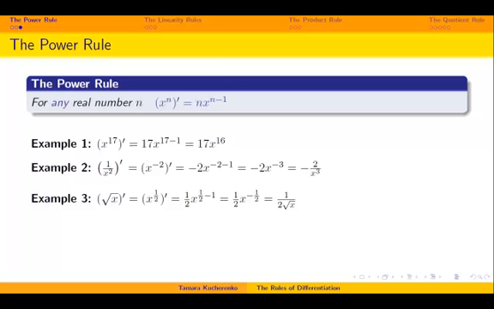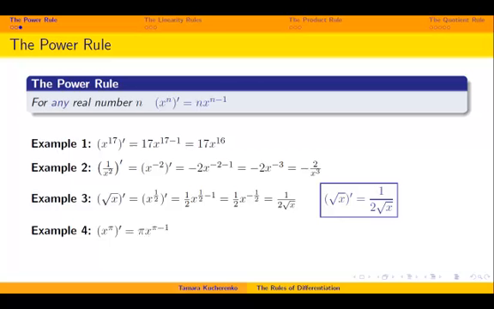Since the derivative of a square root comes up quite often, it is useful to memorize this expression to speed up the computations. The derivative of the square root of x equals 1 over 2 square root of x. Power rule works for irrational exponents in the same way. For instance, the derivative of x to the pi is pi x to the pi minus 1.